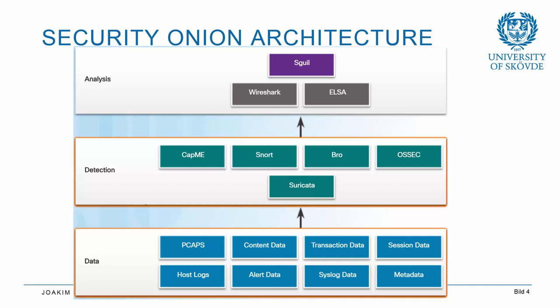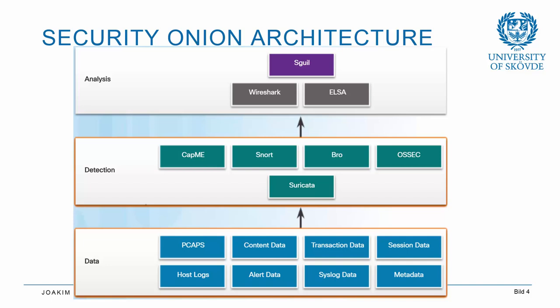So we've talked about SNORT, Bro, and OSSEC before. We also have Suricata, which is another detection tool, and CapME, which is a web application that allows for viewing of PCAP transcripts that are rendered with tcpflow or Bro tools. And then we have some nice analysis tools: Sguil, ELSA, and Wireshark. And we've been talking about Wireshark a lot before.